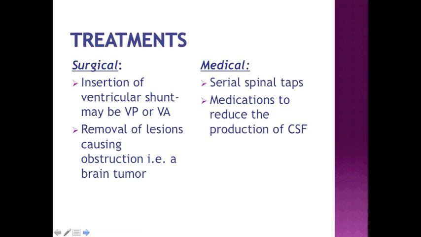As far as treatments for these children, there are two ways to approach it. One is surgical, and the other is medically through either spinal taps or giving the child medications that will reduce the production of CSF. But in most cases, unless it's a very mild hydrocephalus, and we're hopeful maybe the child will equilibrate on their own, we will go ahead and do the surgery.